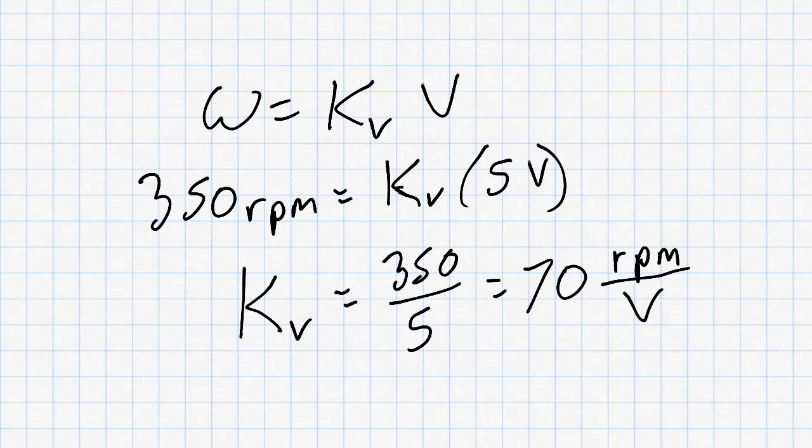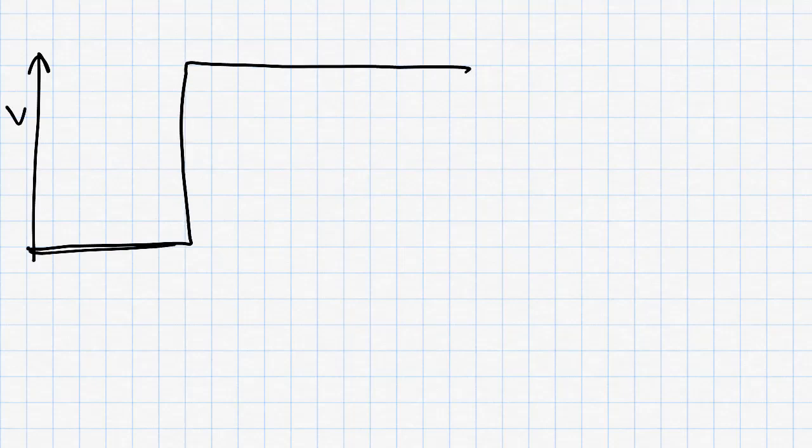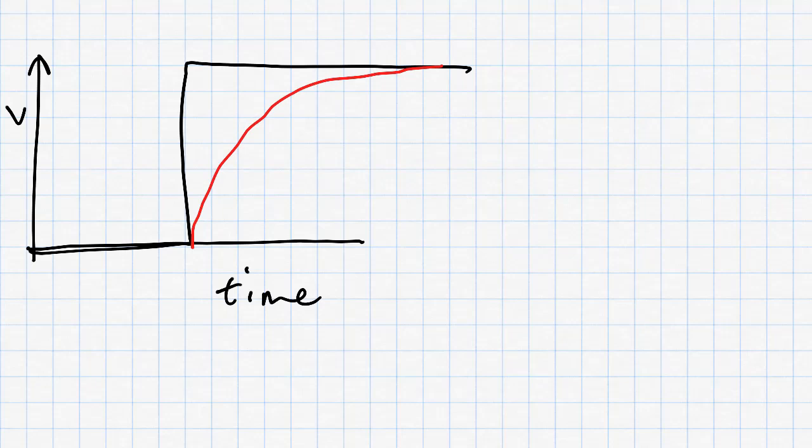So how could we change the voltage to test the speed of the motor at, say, 4 volts or 3 volts? To explain how we can do this, let's zoom way in and think about what happens when we suddenly turn on a switch to the motor. When we suddenly go from 0 volts to 5 volts, like we did in this last test, the motor does not suddenly go from 0 RPM to 350 RPM because the motor has some inertia. The motor starts moving and it takes some time to get up to speed.